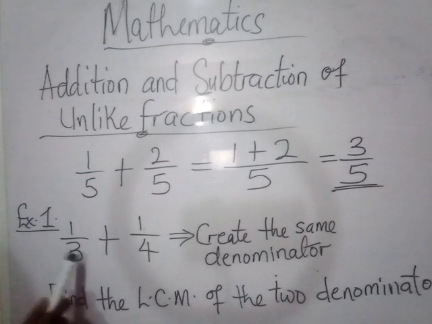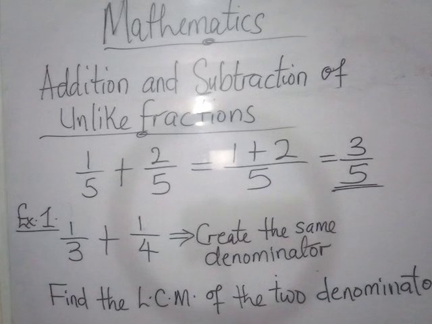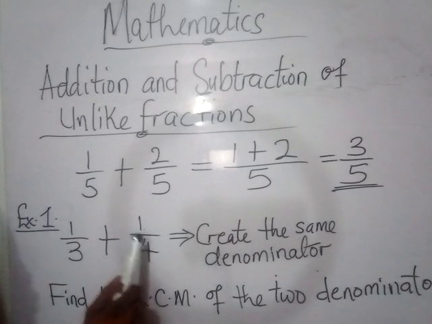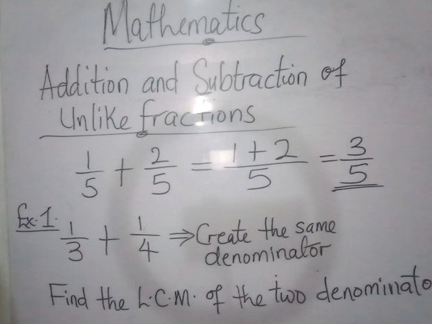For example, 3 can divide 3, so that means 3 is a multiple of 3. 6 can be divided by 3, that means 6 is a multiple of 3. 9 can be divided by 3, that means 9 is a multiple of 3. It goes on and on. 12 is there, 15 is there, 18 is there. Now if we come to 4, 4 is also a multiple of 4. 8 can be divided by 4, so 8 is a multiple of 4. 12 can be divided by 4 and it's a multiple of 4. 16, 20, 24, and on like that. So those numbers I just mentioned are multiples of these denominators.